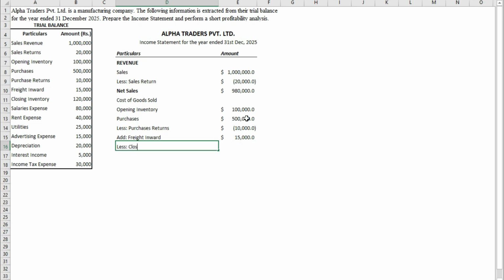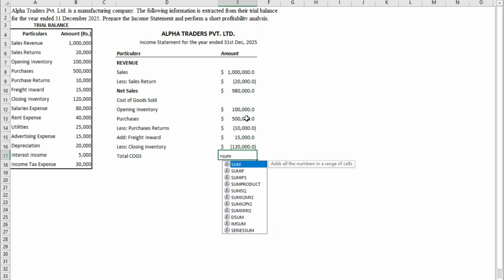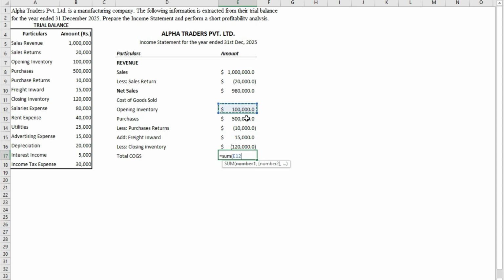So okay, so we will less the closing inventory, which is minus 1,20,000. So now we will calculate the total COGS, and yes, we will add the sum formula here, and here is the sum of all these, and yes, 4,85,000 is our total cost of goods sold.